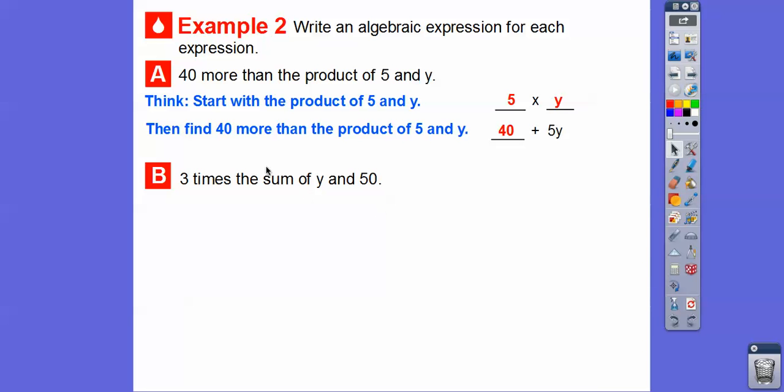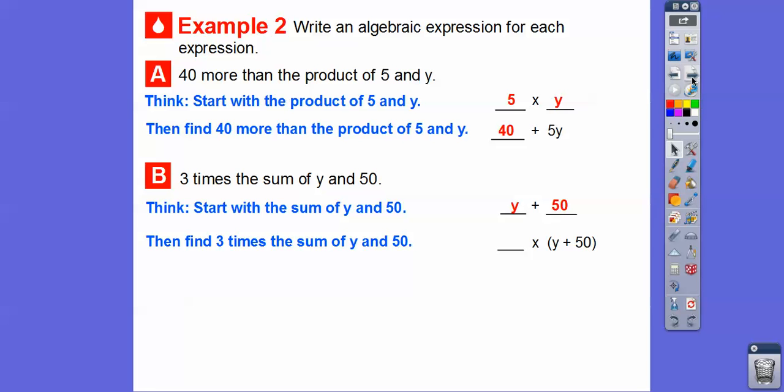All right, over here, 3 times the sum of y and 50. So we have to do the sum of y and 50 first, okay? So it's y plus 50. Then we have to do 3 times that sum. Well, the sum, remember, is still y plus 50. So the reason why we put parentheses around it is because it's the whole sum, y plus 50. It's not just 3 times y or 3 times 50. It's 3 times the whole sum. So you need to wrap it in parentheses. So we'll put a 3 right there to represent 3 times that whole sum.